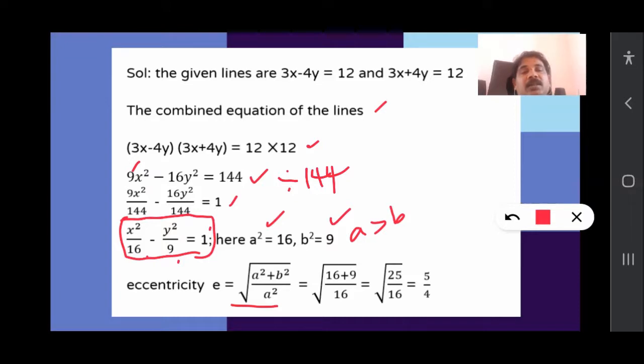Substituting the a square, b square values, under root of 16 plus 9 by 16, this is equal to root 25 by 16. The square root of 25 by 16 is 5 by 4. Therefore, the eccentricity e is equal to 5 by 4. This is the answer.